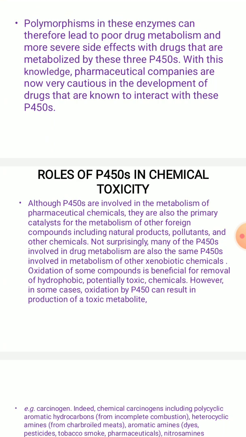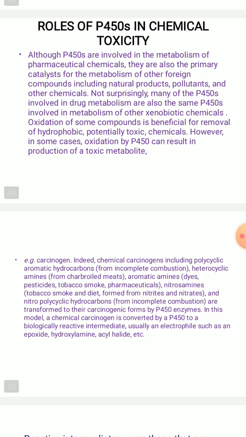Even in the last few classes we discussed pollutants and other chemicals. Many of the P450s involved in drug metabolism are also the same P450s involved in the metabolism of other xenobiotic chemicals. The oxidation of these compounds is beneficial for the removal of hydrophobic, potentially toxic chemicals. In some cases, the oxidation by P450 can also result in the production of a toxic metabolite. For example, take chemical carcinogens, including polycyclic aromatic hydrocarbons, which result from incomplete combustion.